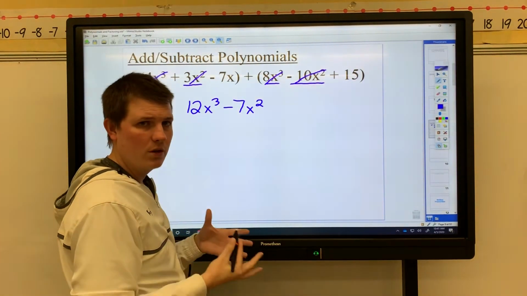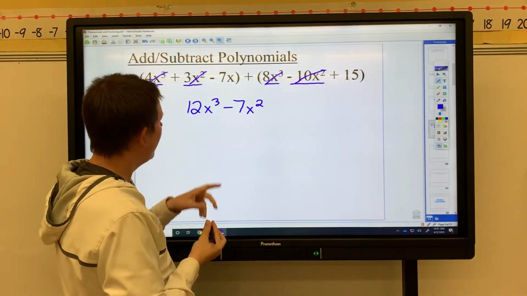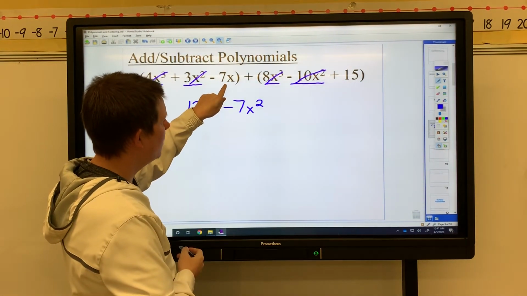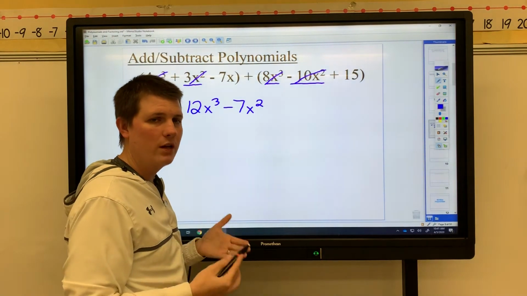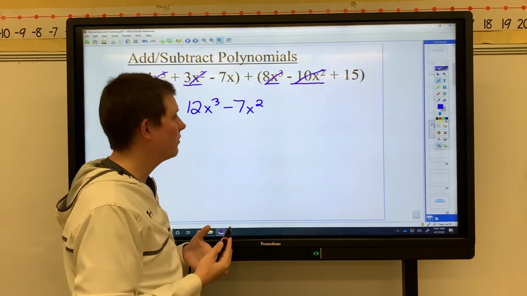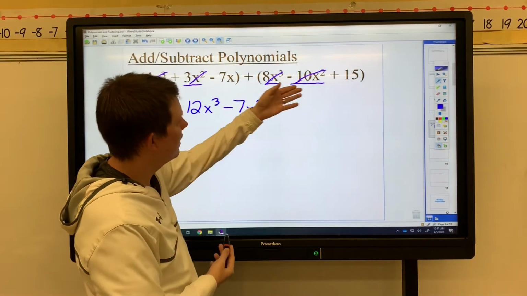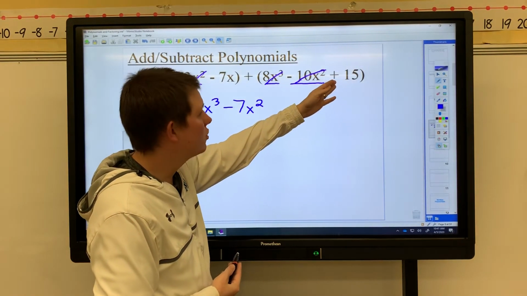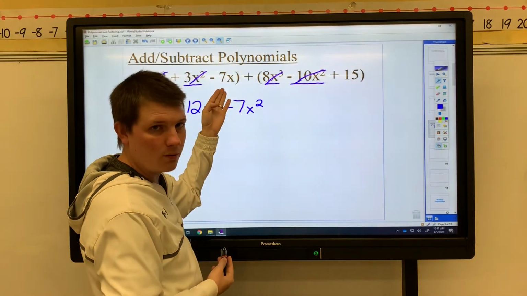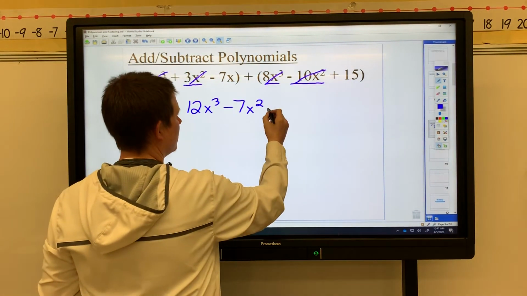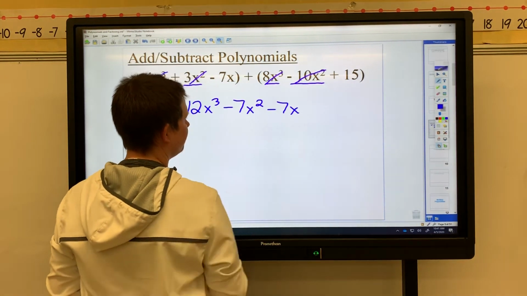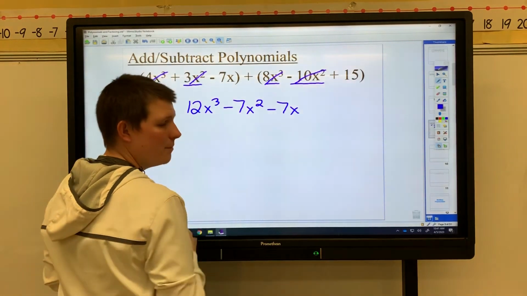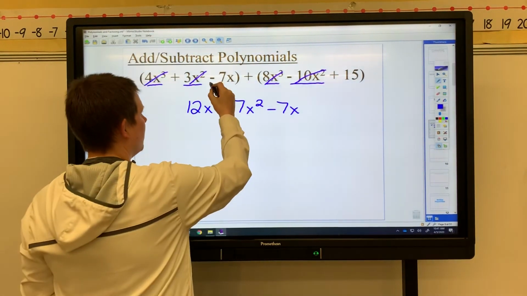I've used those two. We combine them. So now I have a negative 7x. The question is, do I have a like term? Do I have another x term that I can combine it with? And the answer is no. The only thing left is a 15. That does not have a variable. It's a constant. So it is not a like term with this one. So we're just going to drop it down. So it just becomes negative 7x. We just drop it down because it does not have a like term. And we cross that out.